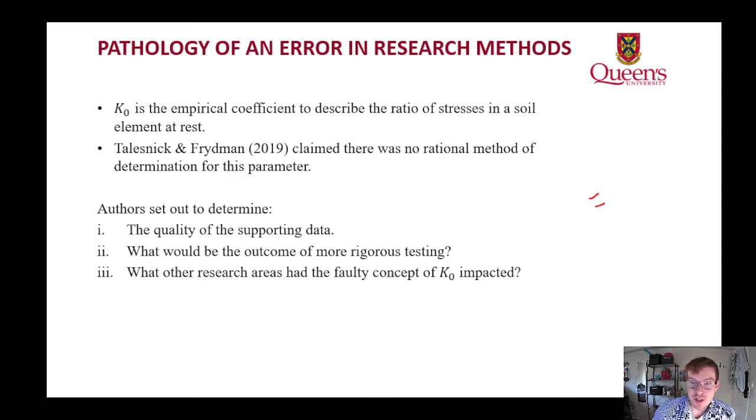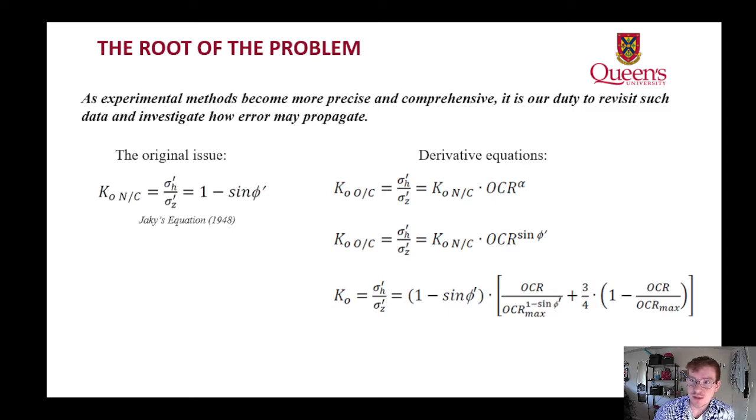And so in their paper, the authors set out to determine a few things. They had a few goals going forward. Number one, they wanted to know what was the quality of the supporting data. Number two, what would be the outcome of the most rigorously conducted testing possible? And three, what other research areas could have been impacted by this faulty concept of K0? Were it faulty?